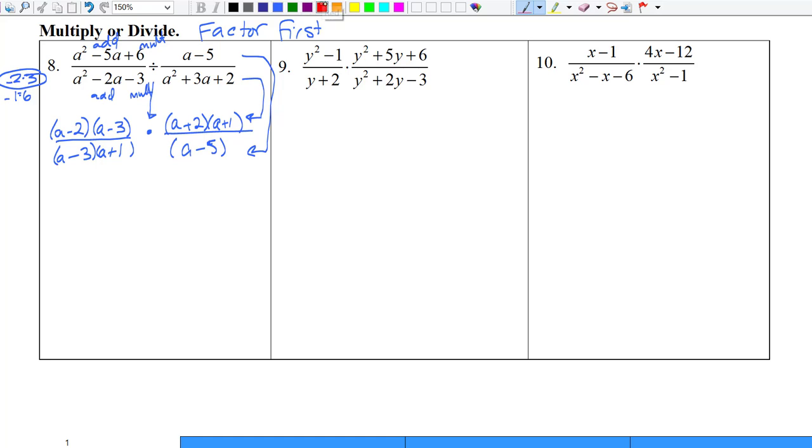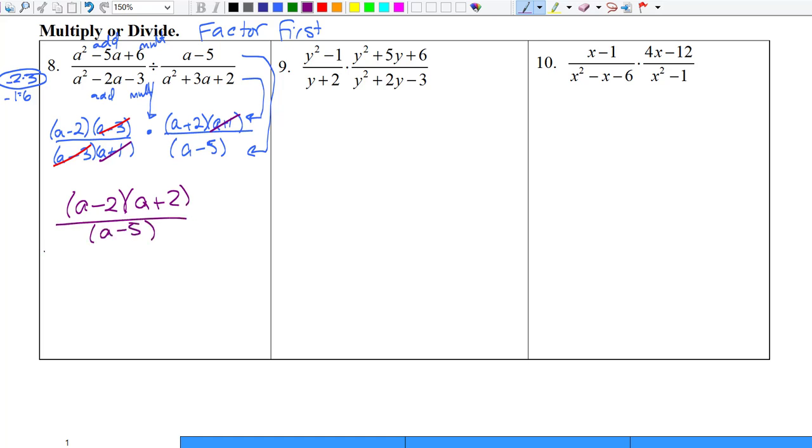Once everything's factored and flipped in the right order, then I can just take anything in the top with anything in the bottom that has a common factor and divide it out. So I see an a minus 3 and an a minus 3. Additionally, I see an a plus 1 with an a plus 1, one in the top, one in the bottom. There's nothing left that I can reduce, so everything else is going to be in my answer.